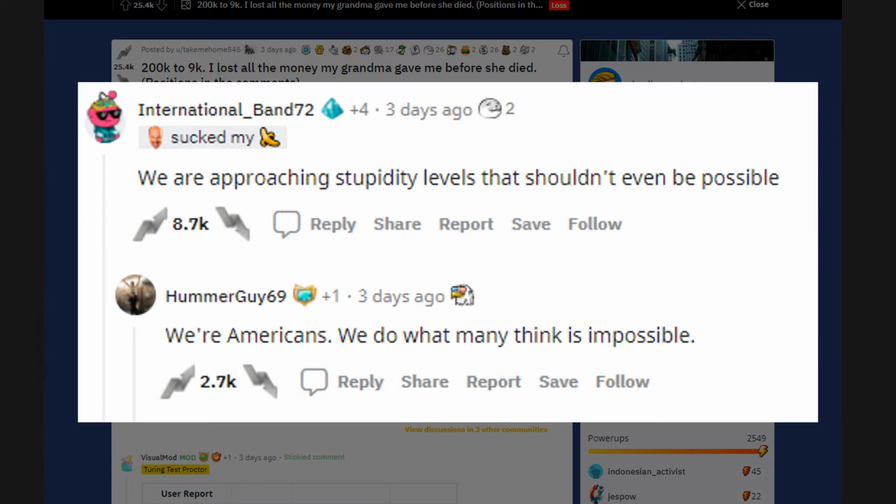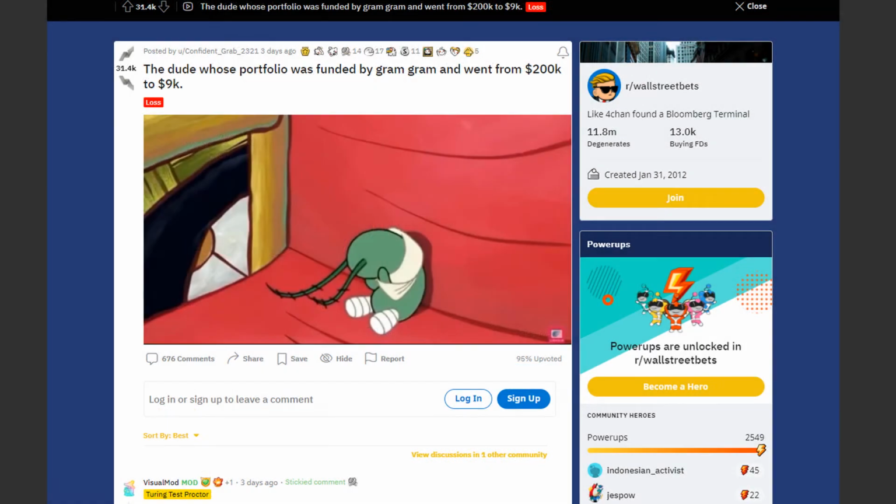We are approaching stupidity levels that shouldn't even be possible. We are Americans, we do what many think is impossible. Someone even made a separate post just to mock him, and that post got more upvotes than his original post.